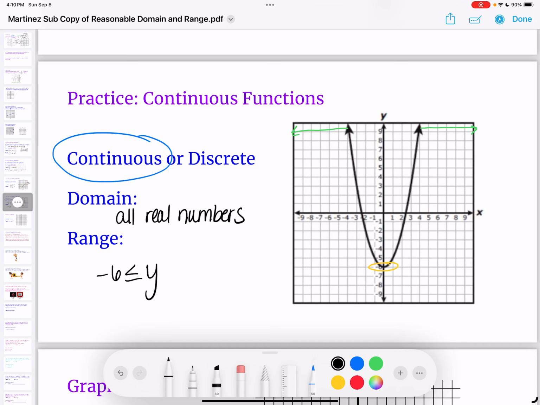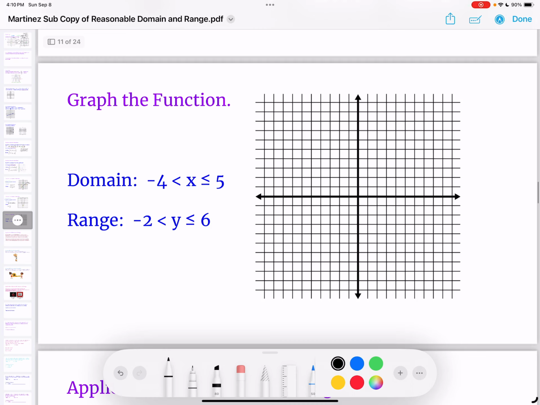Okay, so the next one is to graph this function. Let's start with the domain. With the domain, I know I'm going to be at -4. 1, 2, 3, 4. So I'm going to be out here at -4. And then I'm going to have my right side be at 5. 1, 2, 3, 4, 5. Hopefully you guys can see that on your screens. Maybe I'll do it in a different color.